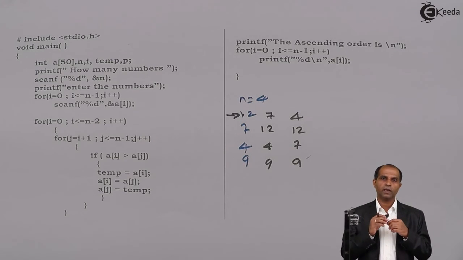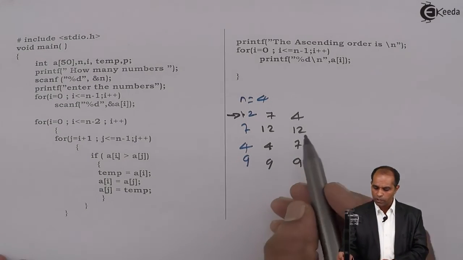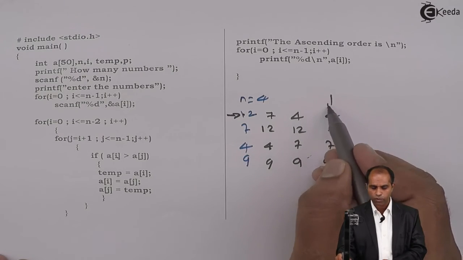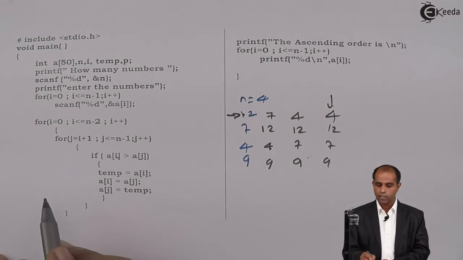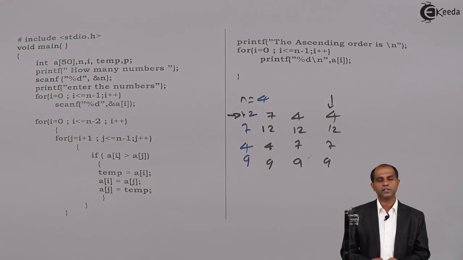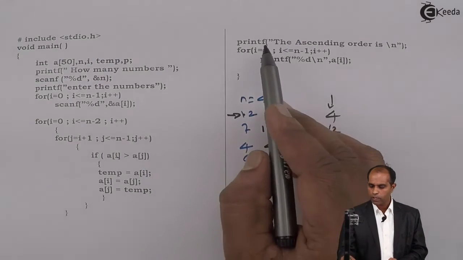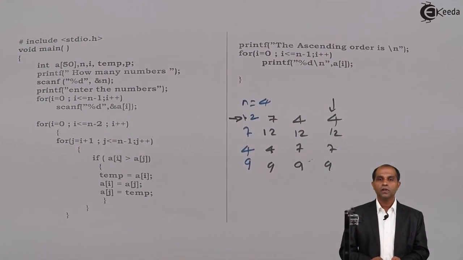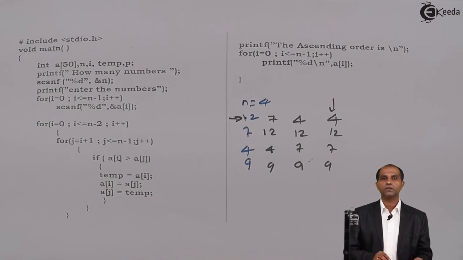Keep on doing this particular operation again and again. Once you end up with the last value, once you compare these numbers 4, 12, 7, 9, this is the end of the first strip. When you repeat this for all the times, automatically the numbers are arranged in ascending order. And finally, I'll display the numbers in ascending order with a for loop. So we are using these operations for ascending.